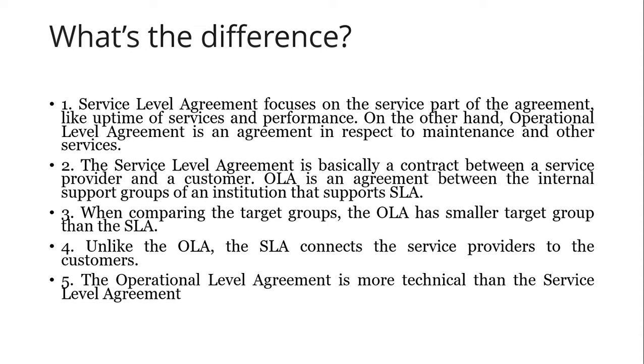Unlike the OLA, the target group of the SLA is large. If you take the SLA, it includes blues, rhythm, jazz, L1, L2, L3, L4, or any individual teams, like the access management team. All the teams which are included in order to meet the SLA are the OLA. In order to meet the SLA, it's a huge group, isn't it?